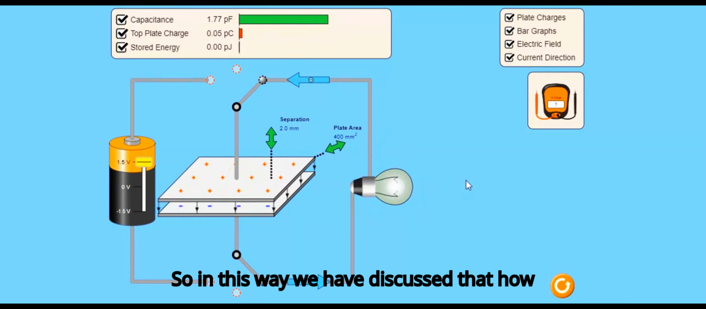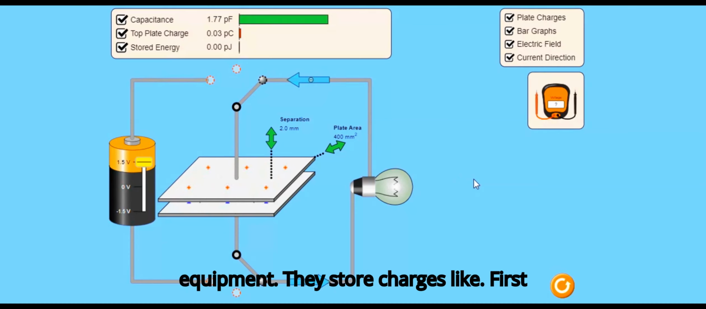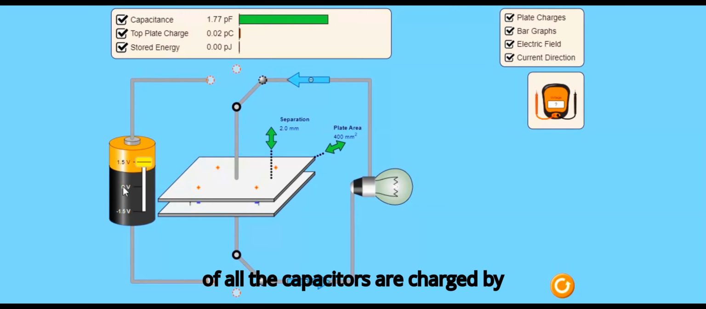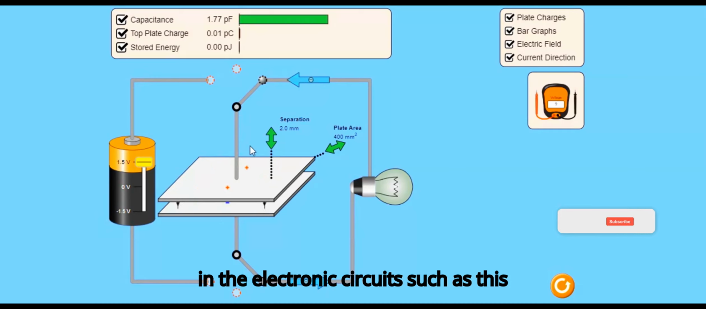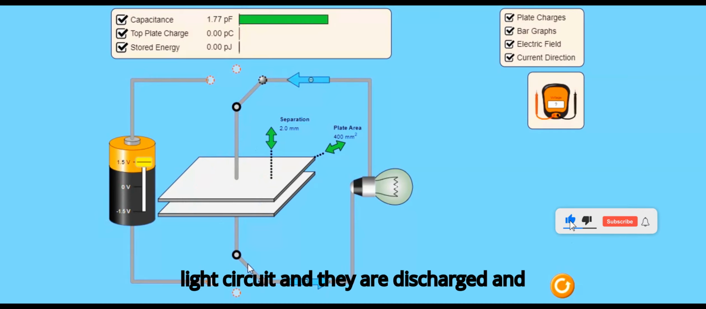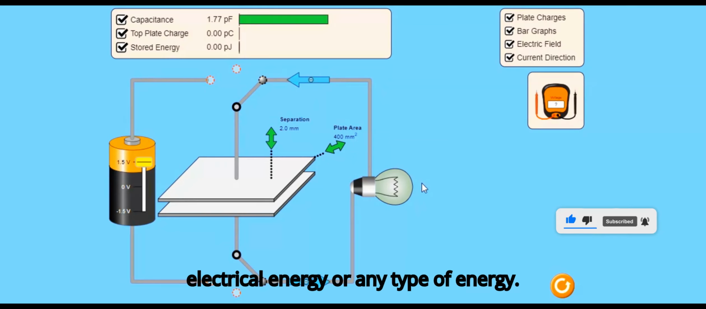So in this way we have discussed how capacitors are used in our daily life. They are present in almost every piece of equipment. They store charges: first of all the capacitors are charged by using a battery, and then they are placed in an electronic circuit such as this light circuit, and they are discharged and provide us energy. This can be electrical energy or any type of energy.